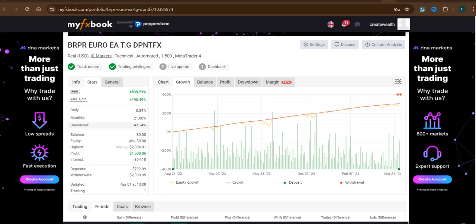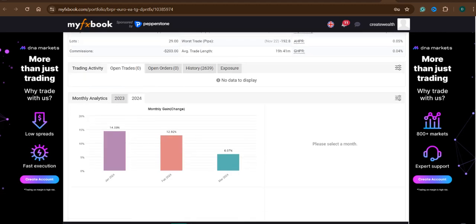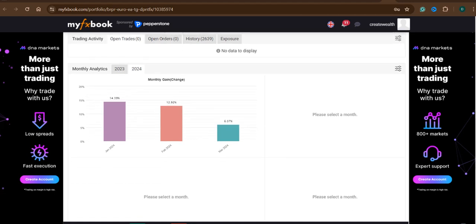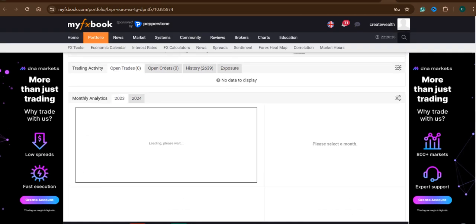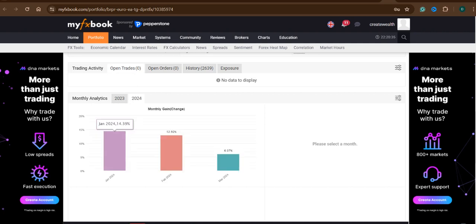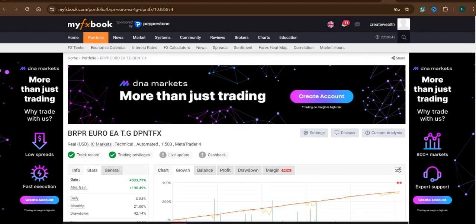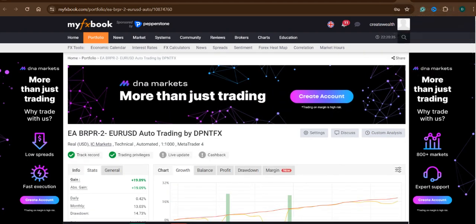To keep this drawdown a little lower, at the same moment, profitability will also go a little lower. So it was in August, September, October, November, and December, and this is the performance in January, February, and March. This is the previous account.